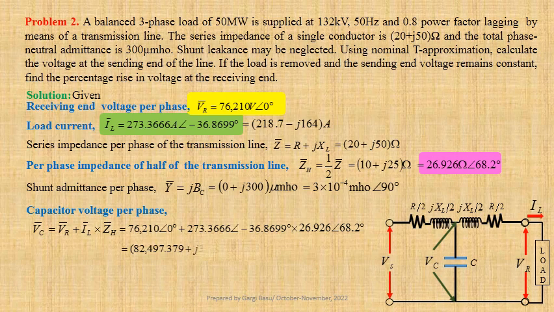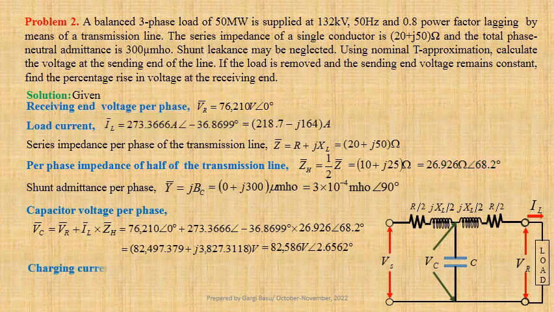82,497.379 plus j3,827.3118 volt. This may be written in polar form as 82,586 volts at an angle 2.6562 degree. Now we shall compute capacitor charging current. IC equals Vc into Y.